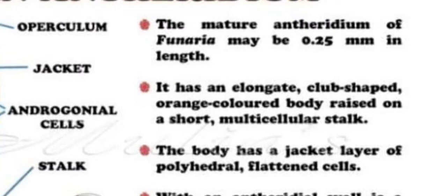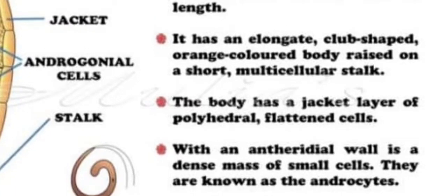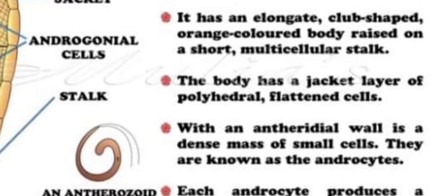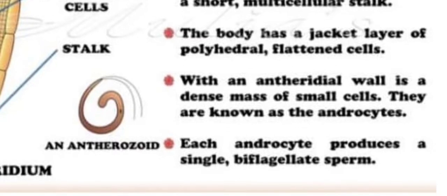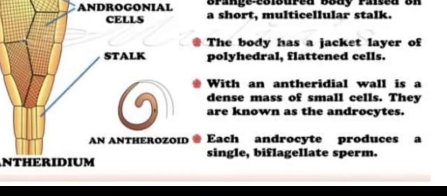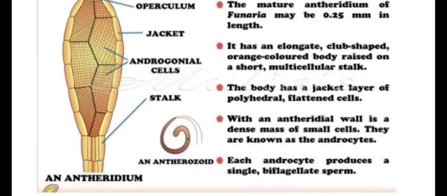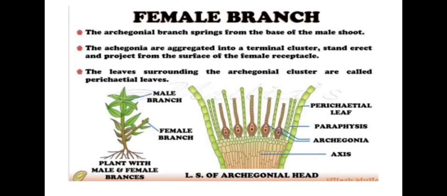So students, the mature antheridium of Funaria may be 0.25 mm in length. It has an elongated club-shaped or orange-colored body raised on a short multicellular stalk. The body has a jacket layer of polyhedral flattened cells. Within the antheridial wall is a dense mass of small cells. They are known as androcytes. Each androcyte produces a single biflagellated sperm.